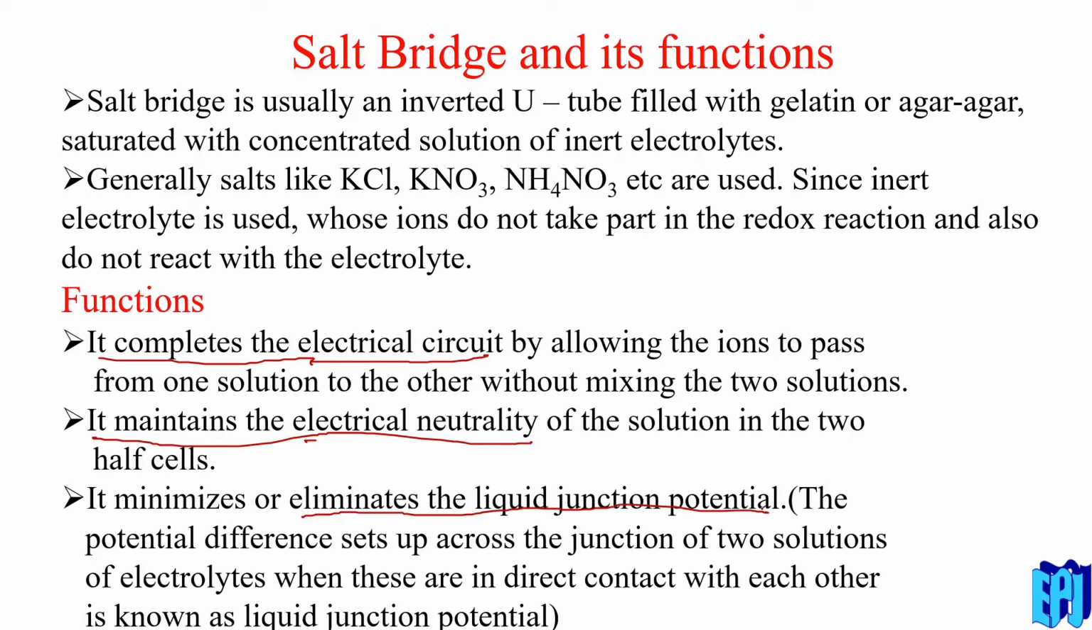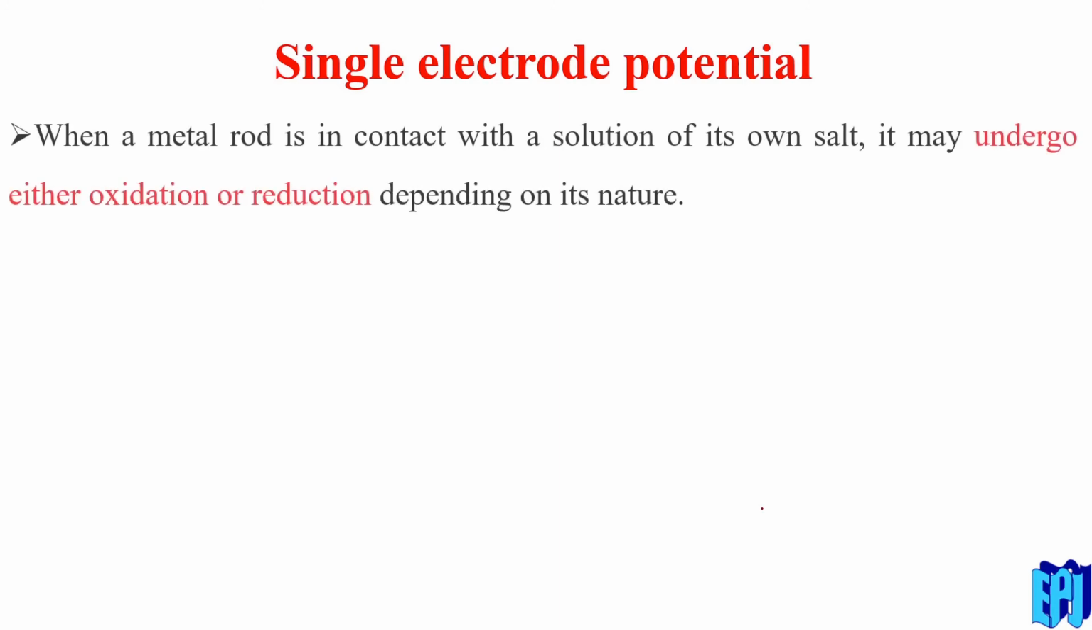So these are the three functions. The first is to complete the electrical circuit, the second is electrical neutrality, and the third is to eliminate the liquid junction potential. Let us discuss what we mean by single electrode potential. Potential means ability. The ability of a single electrode is known as single electrode potential. It is mainly explained using this.